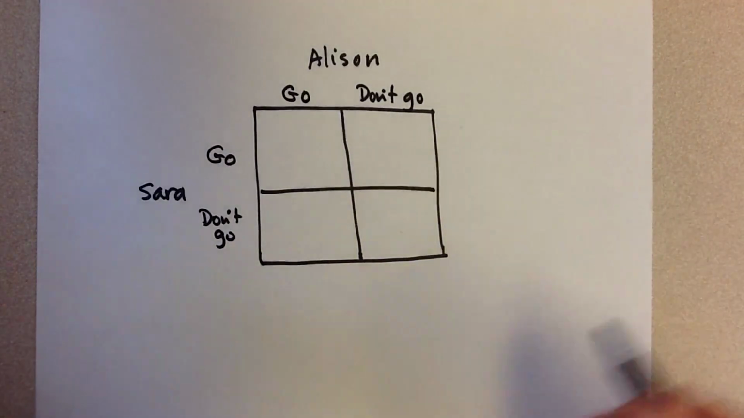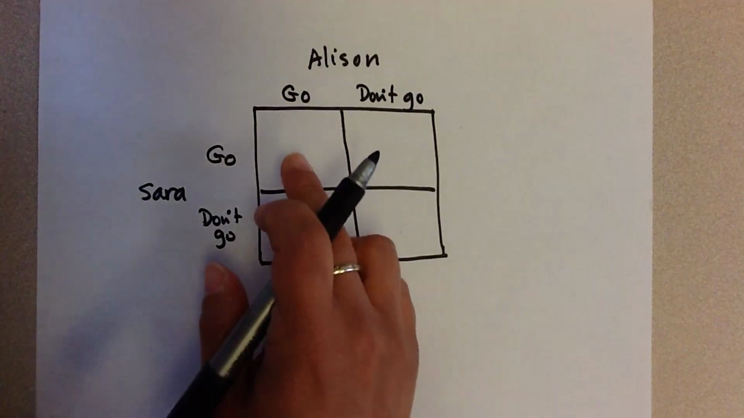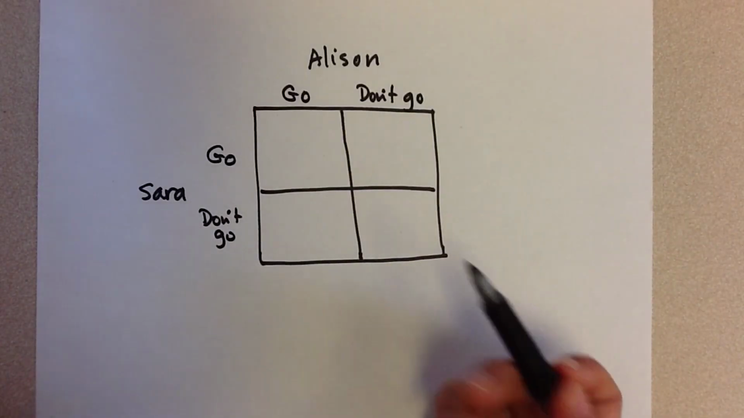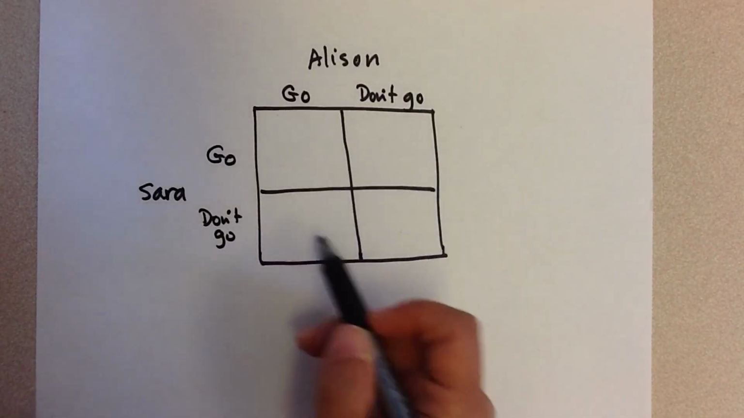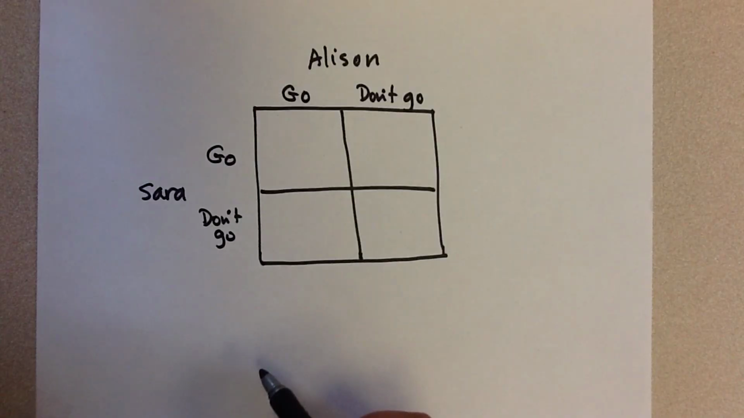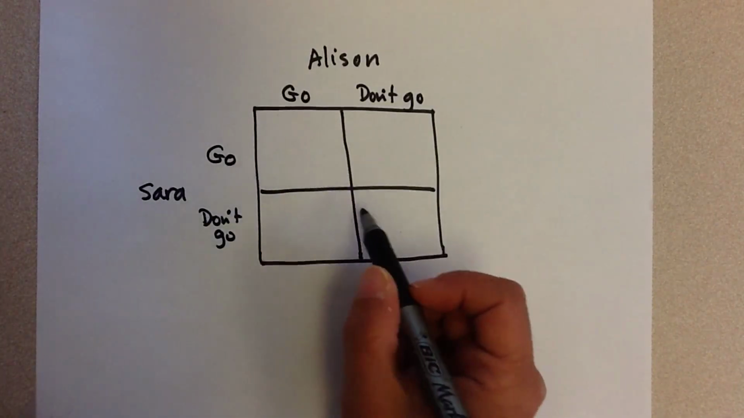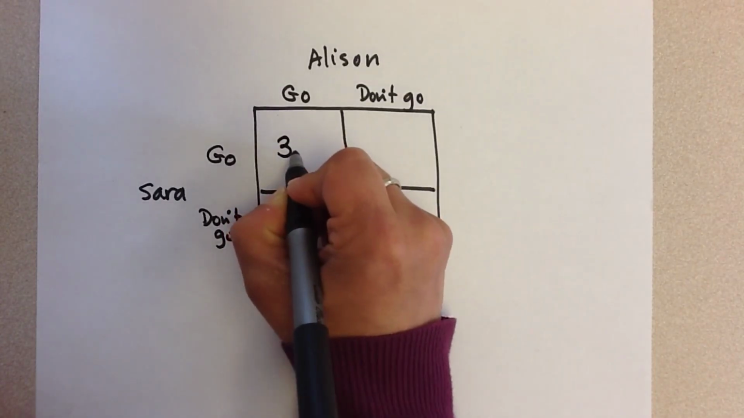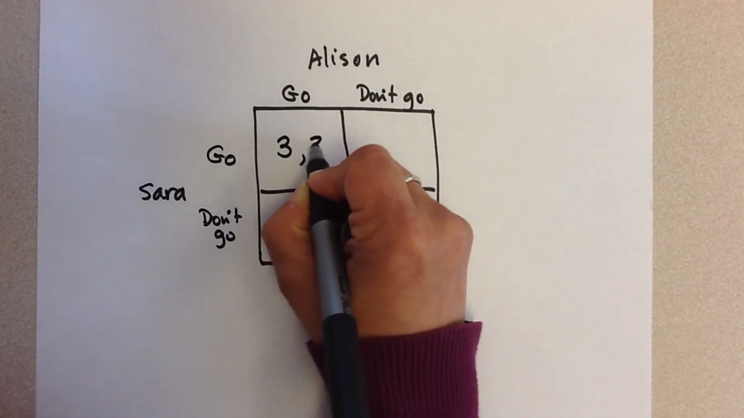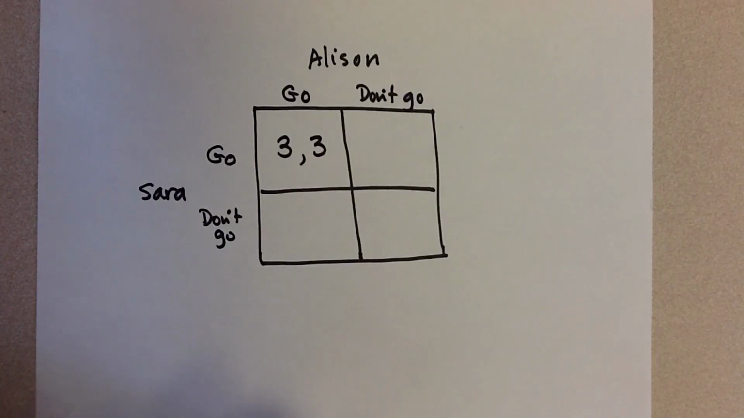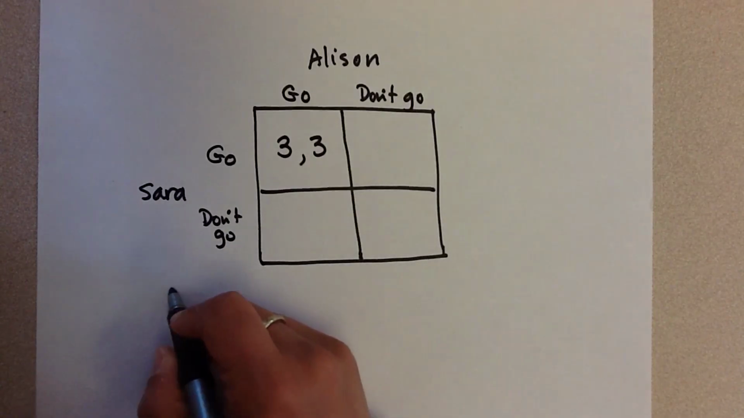So there are four possible things that could happen. Both of us go, I go and she doesn't, and so on. And so we have payoffs for each outcome. And the payoffs for both of us going are 3 for me and 3 for her. So these payoffs are measured in utility.